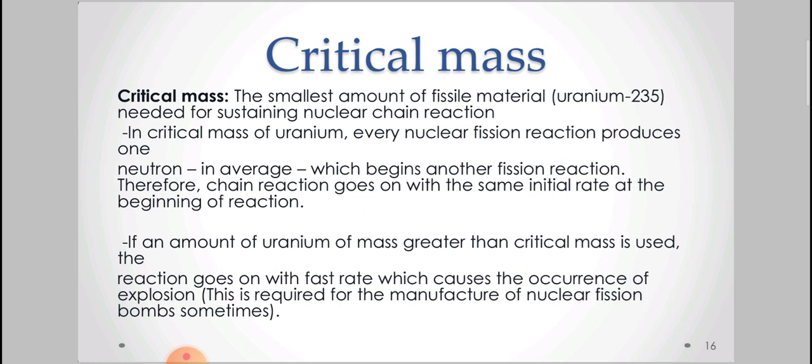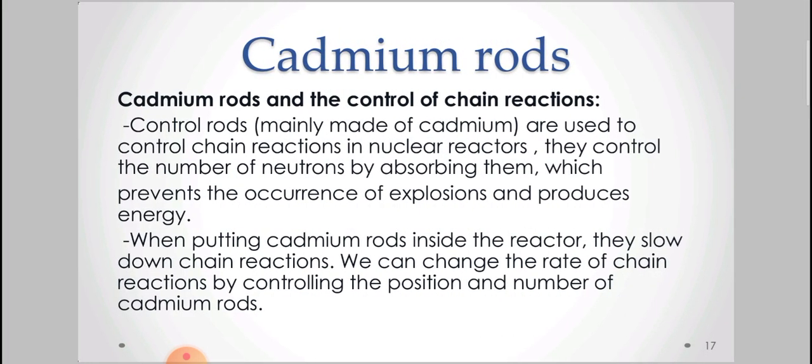If an amount of uranium of mass greater than the critical mass is used, the reaction goes on at a fast rate, which causes the occurrence of an explosion. This is sometimes required for the manufacture of nuclear fission bombs.